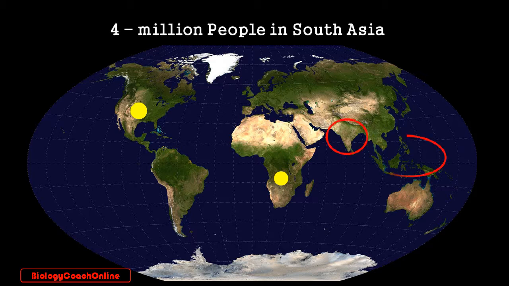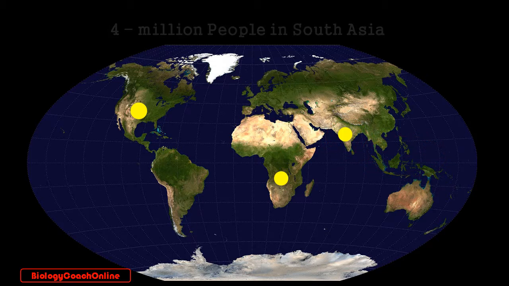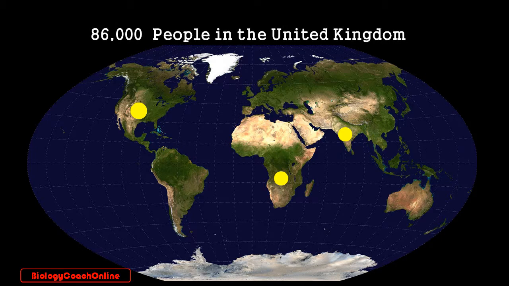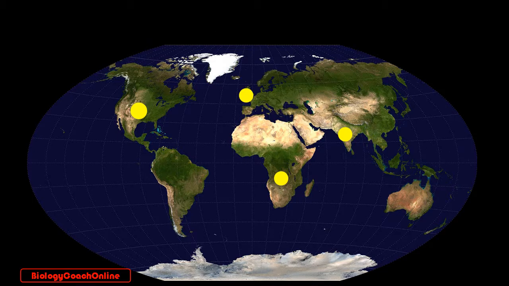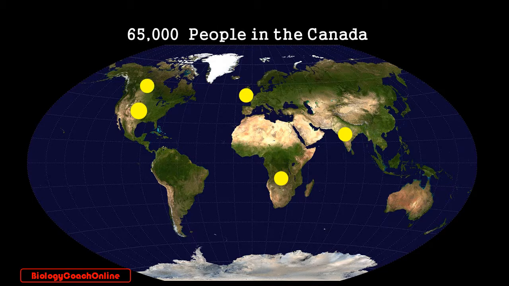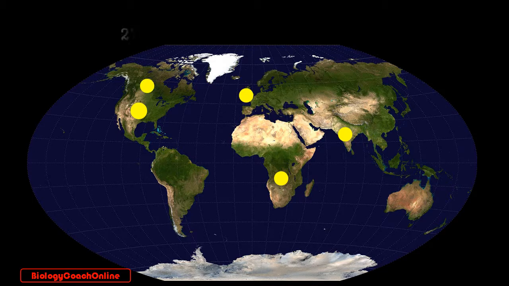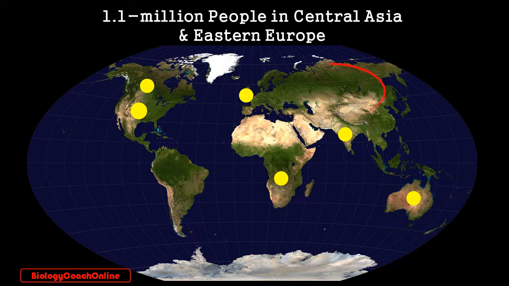South and Southeast Asia remain the second most affected region, accounting for about 4 million cases. Most of those cases are coming out of India. There are about 86,000 cases of HIV/AIDS infection in the United Kingdom, about 65,000 cases in Canada. There are about 27,000 cases in Australia.